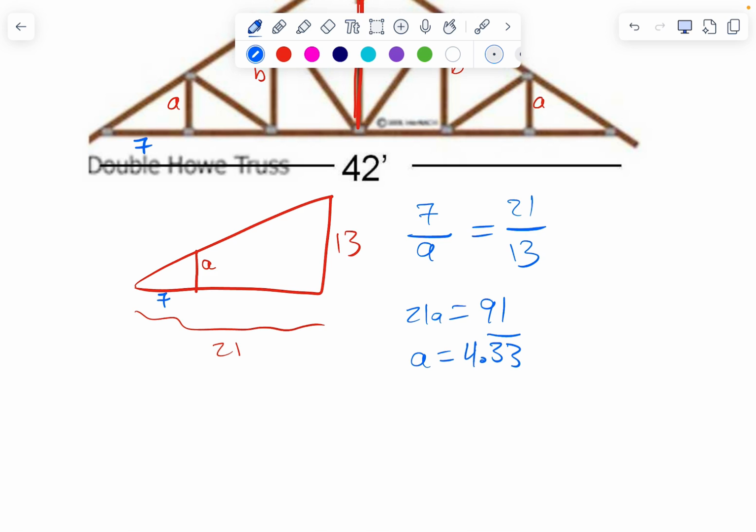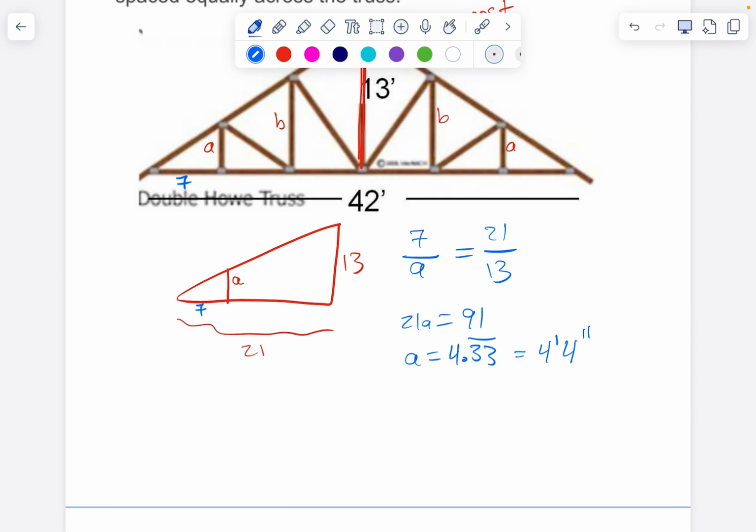How many inches is 1/3 of a foot? 4 feet, 1 tick mark. How many inches is 1/3 of a foot? Okay, so it's 4 feet, 4 inches. Everybody good on that? We're in construction mindset right now. If you walk to a job site and you said 4.33 feet, they'd probably laugh at you and call you a rookie, okay? So 4 feet, 4 inches.